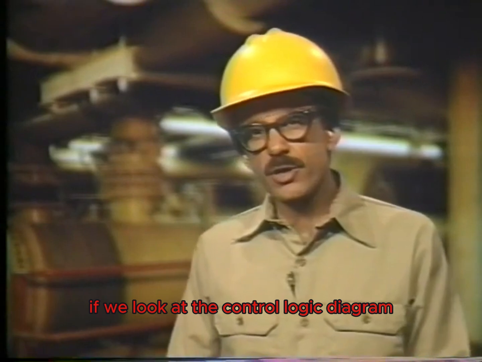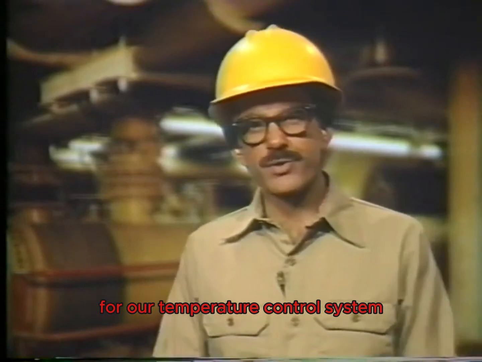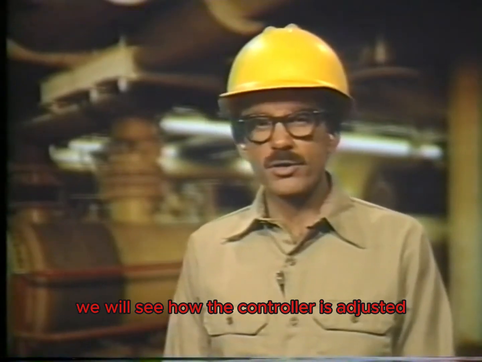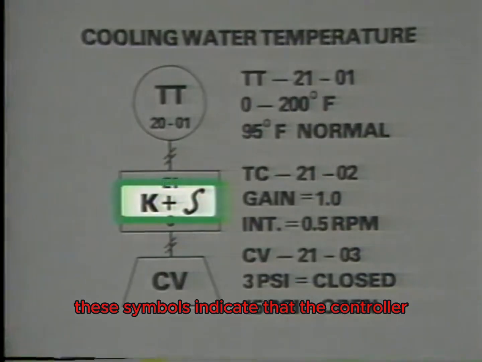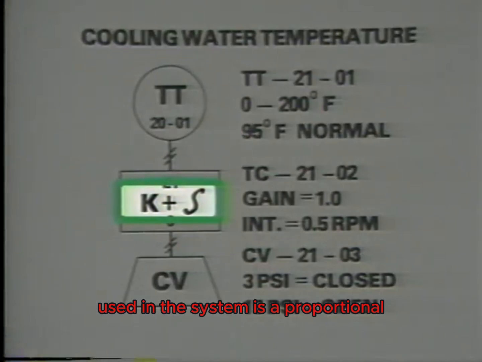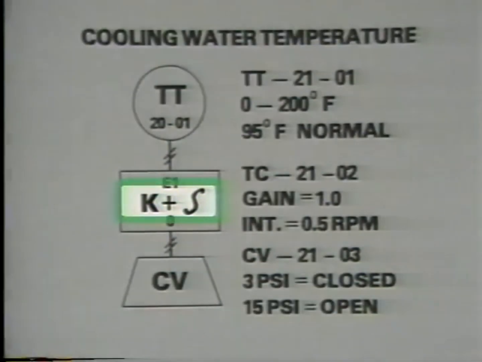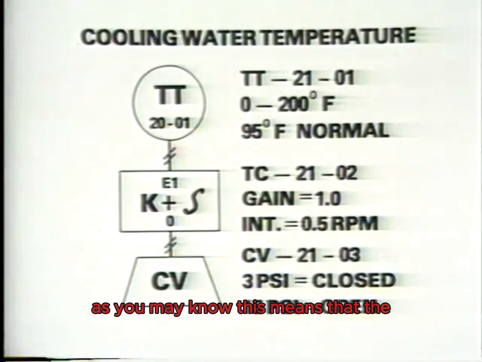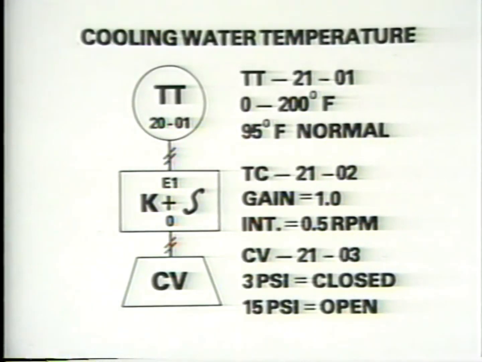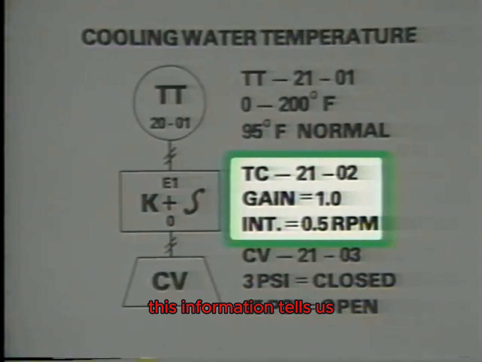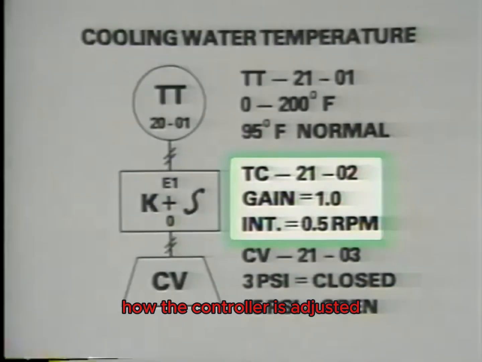If we look at the control logic diagram for our temperature control system, we will see how the controller is adjusted for this particular system. These symbols indicate that the controller used in this system is a proportional plus integral controller. As you may know, this means that the system is designed to bring temperature back to set point. This information tells us how the controller is adjusted.